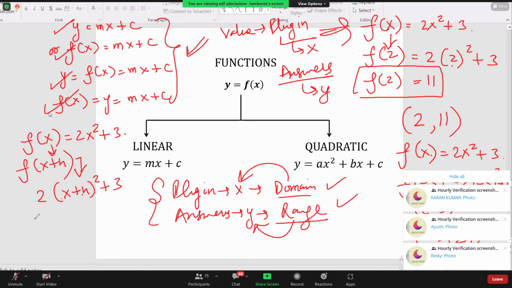My only objective to declare out here is that if we are expected to find f of x plus h, you cannot write it as 2x square plus h plus 3. If you write it this way, that will go wrong. You are expected to replace the value of x out here with x plus h, and this will become the new expression which they are asking you to find.